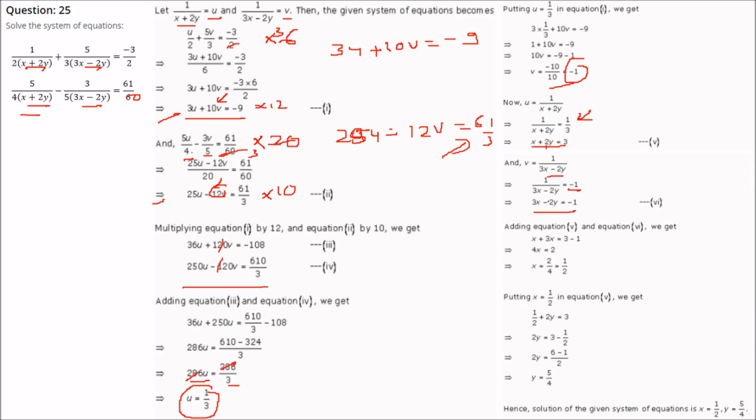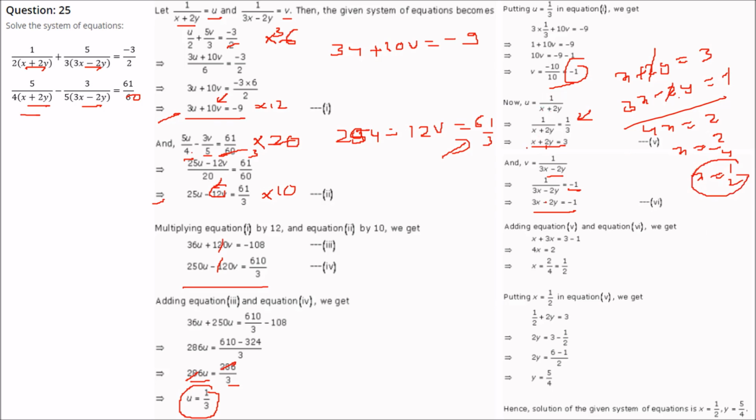Now we have another set of equations that we need to solve. But this will not be a problem. Why? Because we have x plus 2y equal to 3 and 3x minus 2y equal to minus 1. So we have plus and minus of 2y, cancel them means add them. You get 4x equal to 2. You get x equal to 2 by 4, that is x equal to half. Now put x equal to half in any of these equations, say this one or this one. You get y equal to 5 by 4. So this is actually a two-step solution.